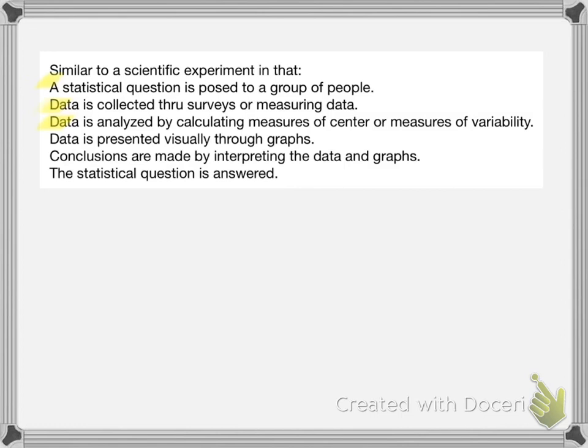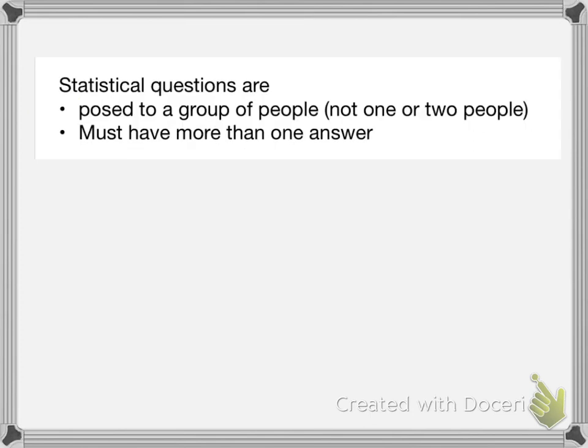Next, the data is analyzed by calculating measures of center. That's typically our mean, median, and mode, or measures of variability. We're going to be learning measures of variability in 7th grade, not this year though. Then the next step, the data is presented visually through different types of graphs. And after that, we make conclusions by interpreting the data and the graphs. And then lastly, our statistical question is typically answered in some way or another.